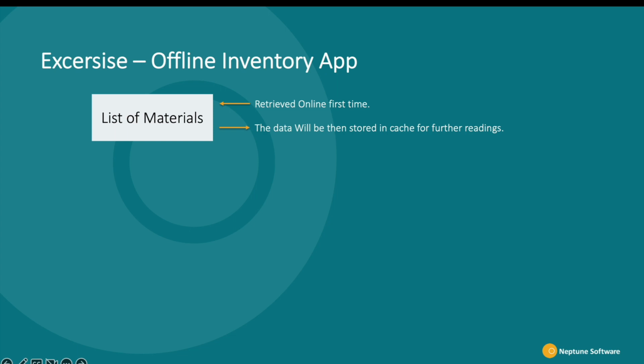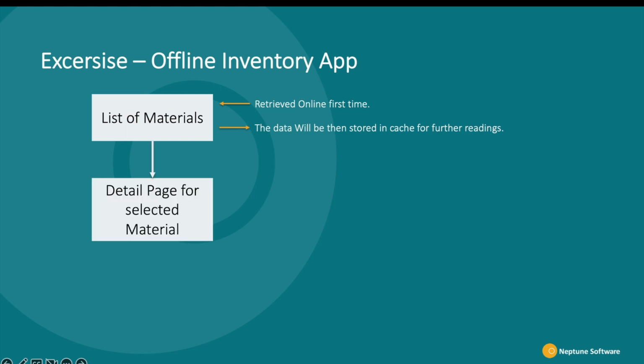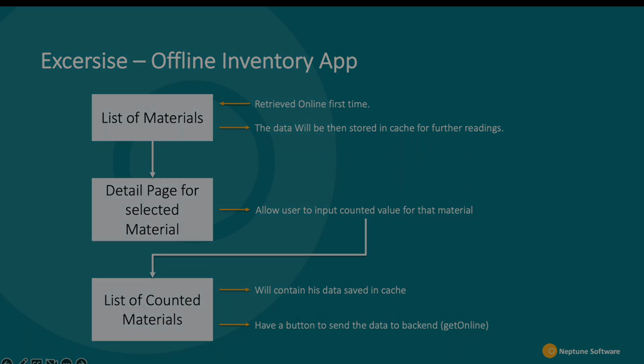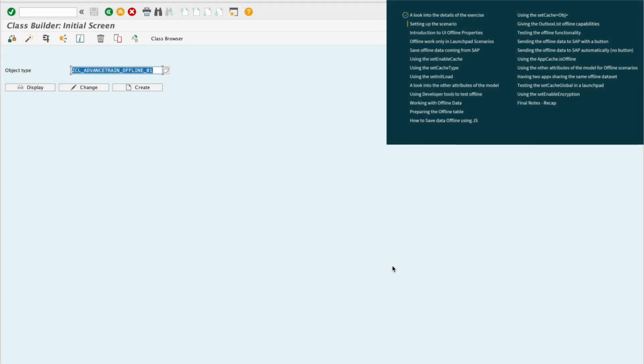Then, clicking on one of the items from this list, the user will be navigated to a second page where they can see the detail for that selected material. Inside this page, they can also input the counted value for that material. That value will then be saved in a list of counted materials. This list will be kept offline, so it will be saved in the device, and we'll only save that data back to SAP after a button is pressed. So it will have a button to send the data to the backend. Let's start building our offline application.